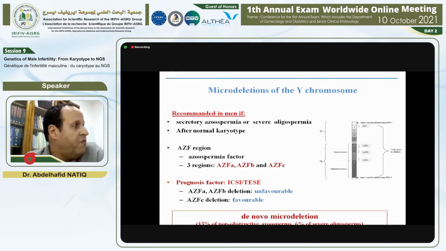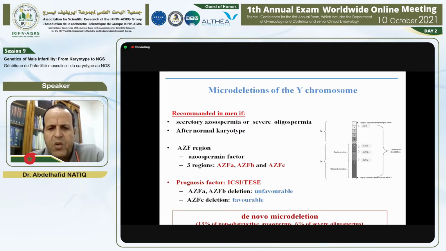Another form of male infertility: microdeletion of the Y chromosome. This analysis is recommended in men with secretory azoospermia or severe oligospermia, after a normal karyotype. There are 3 regions: AZFa, AZFb, and AZFc. The prognostic factor is ICSI with microTESE, but AZFa and AZFb deletions are unfavorable, while AZFc is favorable.